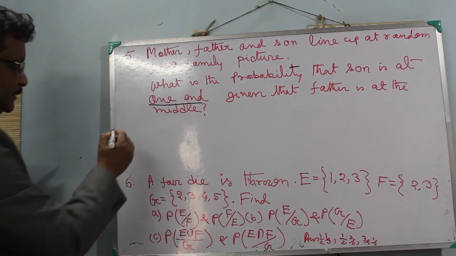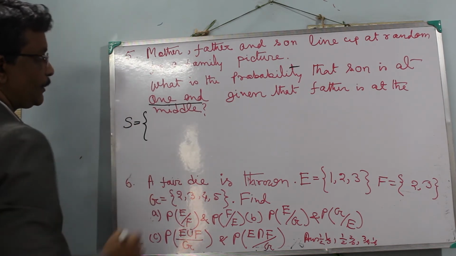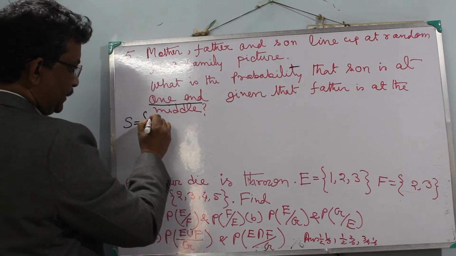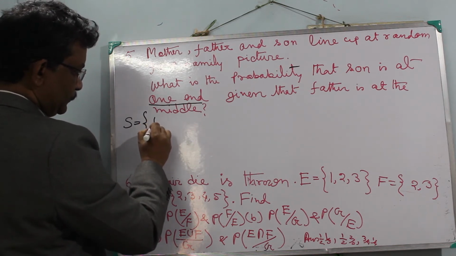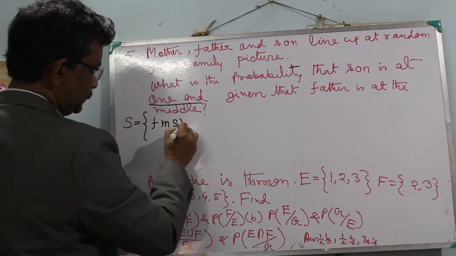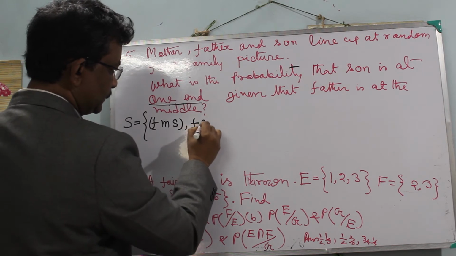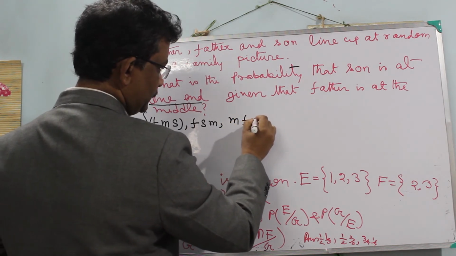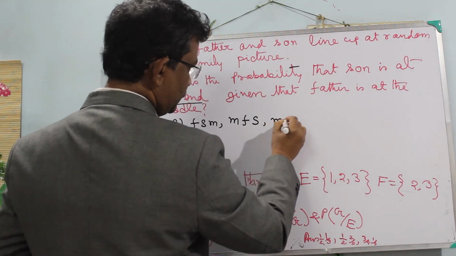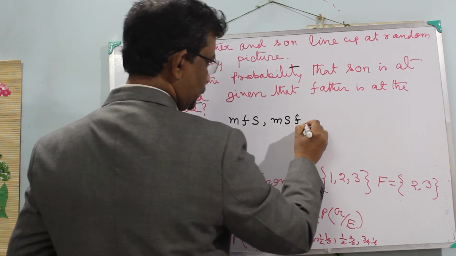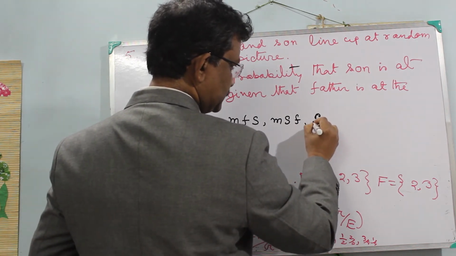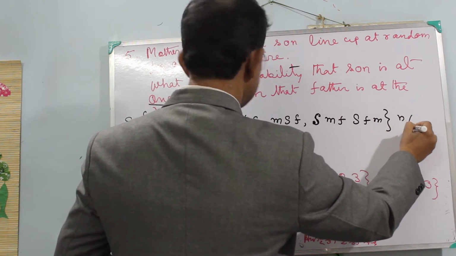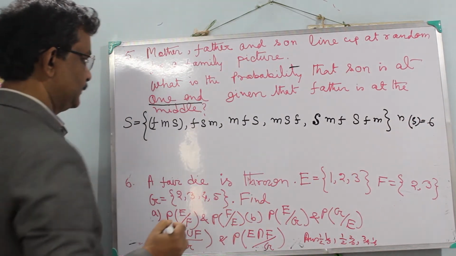So let us calculate. What is the sample space? If they are lined up for a picture, let me consider son, father at one end: F M S, or F S M. Another may be M F S, or M S F. Another S M F, S F M. There are 6 such cases. This is the sample space.